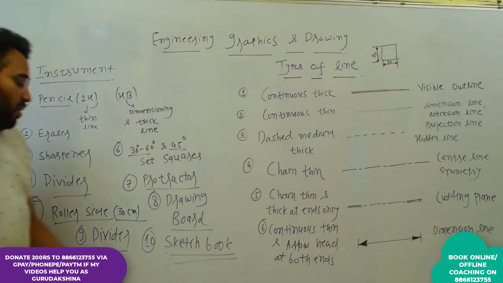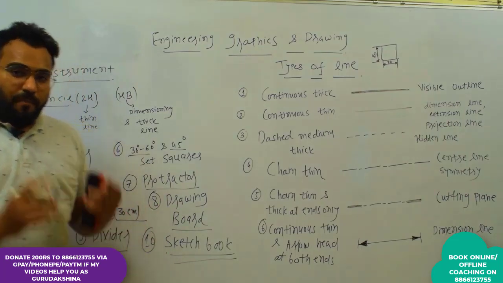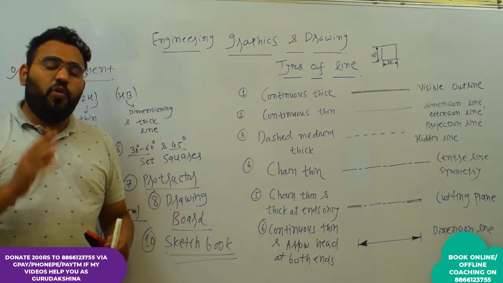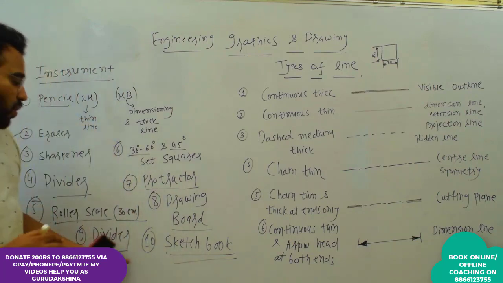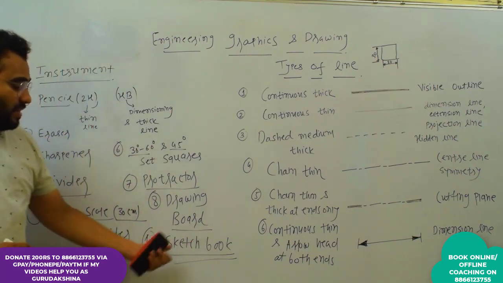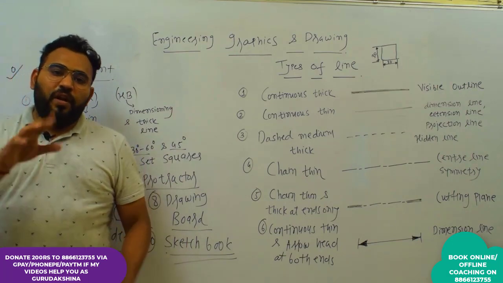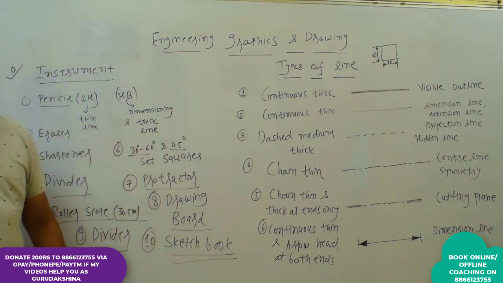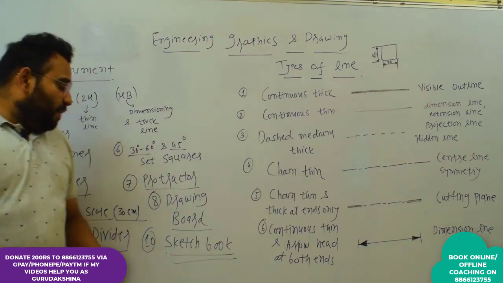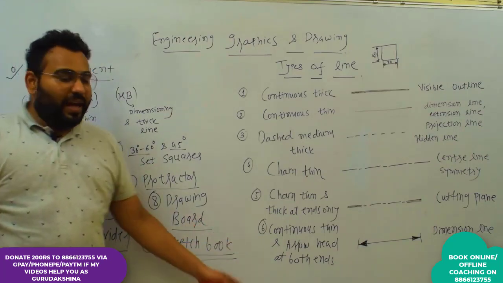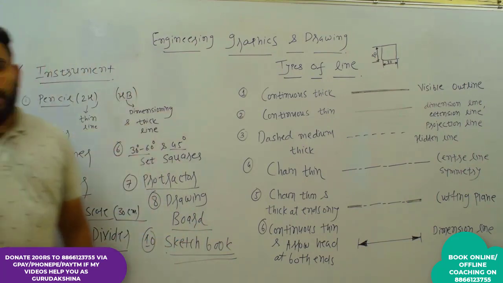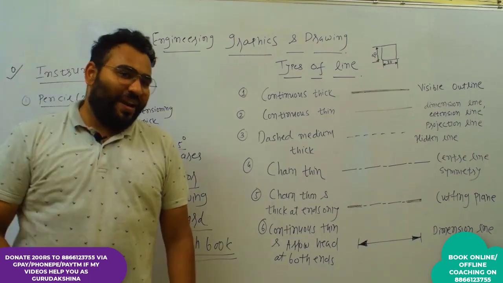But mind you, don't purchase a small sketchbook. Purchase the maximum size of sketchbook you can. Go to a stationery shop and purchase a big sketchbook. If you purchase a small sketchbook, your drawing is not going to fit in the sketchbook. So it is always important to purchase a big sketchbook. Okay, done. These are the instruments and accessories that you must have for studying engineering drawing.